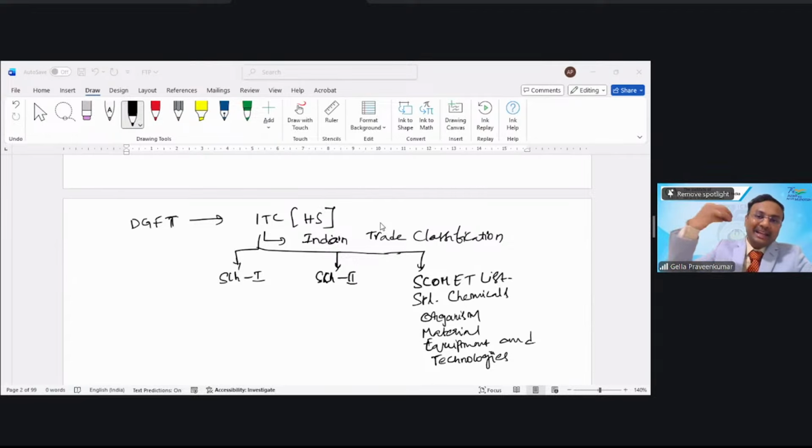We call it Indianized Indian Trade Classification, put into Schedule 1 imports, Schedule 2 exports, and a third category called SCOMET list, a completely organized, controlled industry. Another example is human trafficking, or I would say the donors. You can imagine all these movies. Why am I spending so much time on this again?